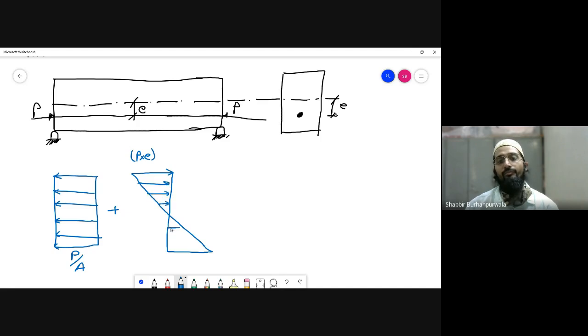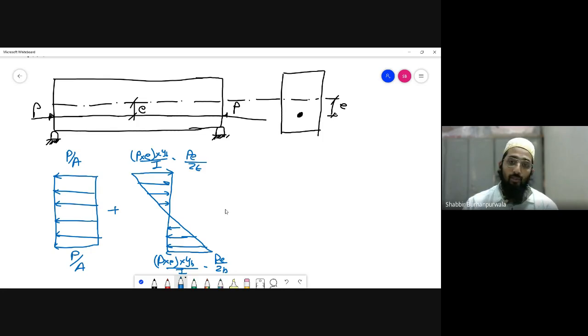And compression at the bottom. So this is moment multiplied by the distance y divided by I, yt, so you can say P e by Zt, moment divided by Zt. Similarly at the bottom also you have P into e into yb divided by I, or you can say P e by Zb.